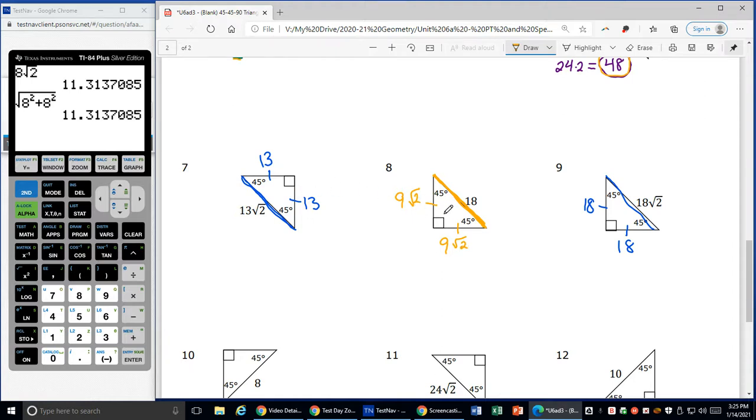Okay, so we kind of have two patterns. In the next video, we're going to look at these last few examples, and we're going to review what this pattern is.